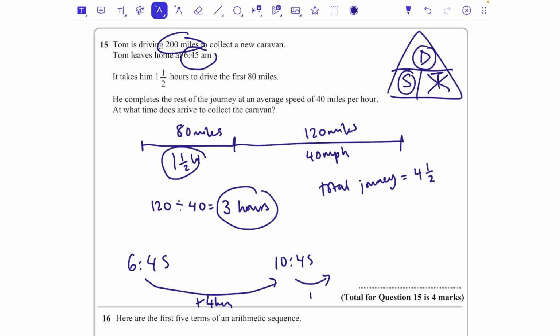So it would take me 15 minutes to get to 11 o'clock. And then I've got another 15 minutes to make that 30 minutes in total. So I'm going to get to 11:15 a.m. as my answer there for 4 marks.